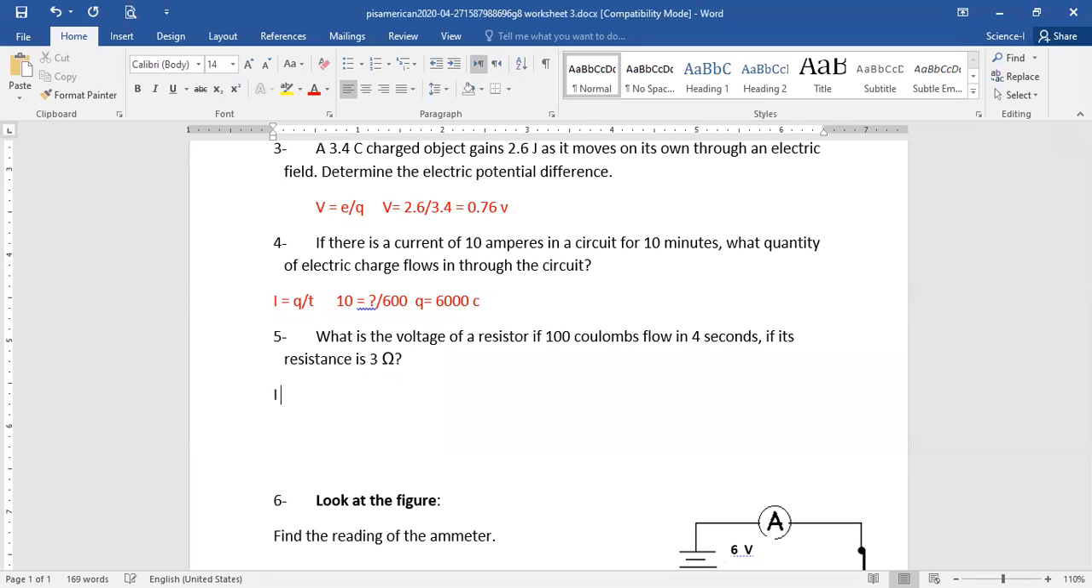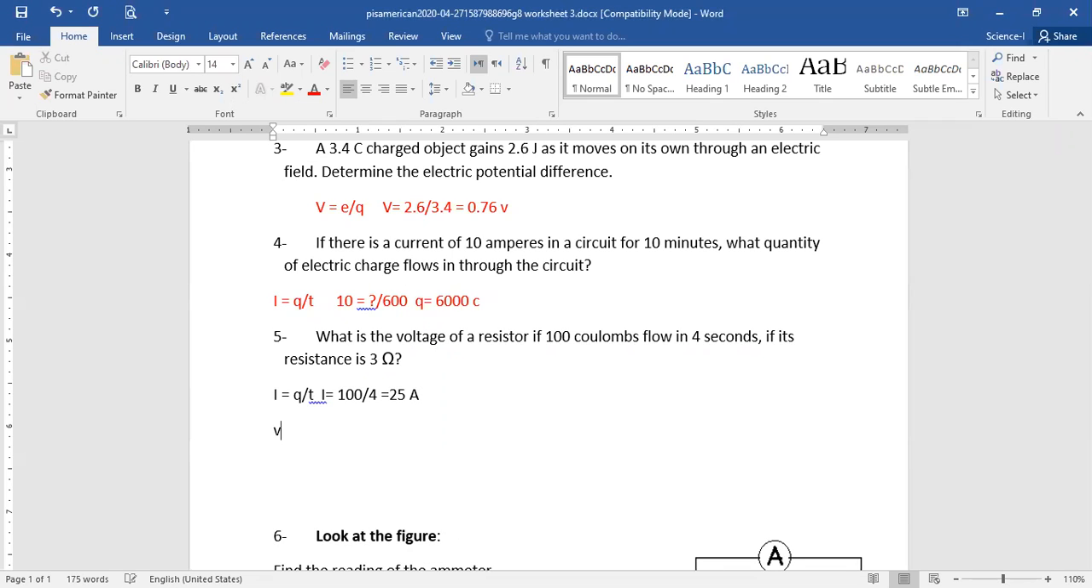Let's write it one more time. We said that I equals Q over T. So I equals Q, which is 100, over 4, that equals 25 ampere. So we get the current. Then we said that V equals IR. So V will equal the current, 25, multiplied by the resistance, which equals 3. So that equals 75 volt. Any hard question here?